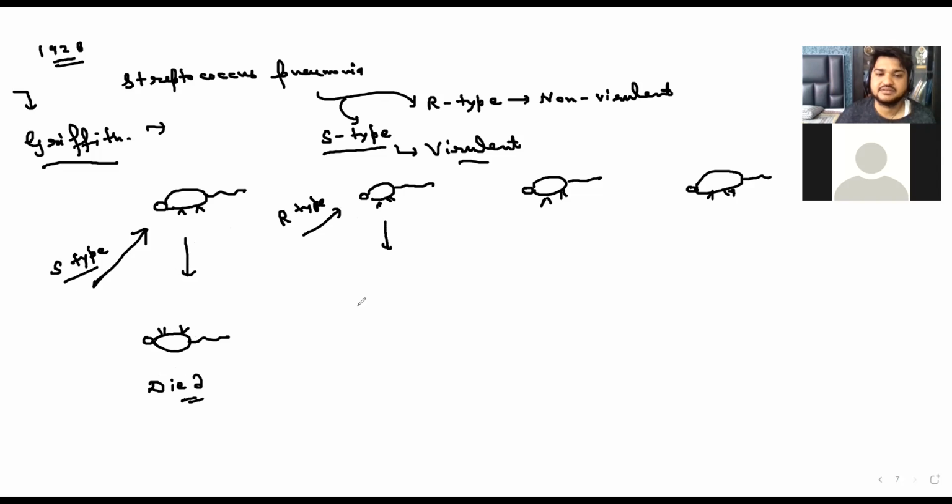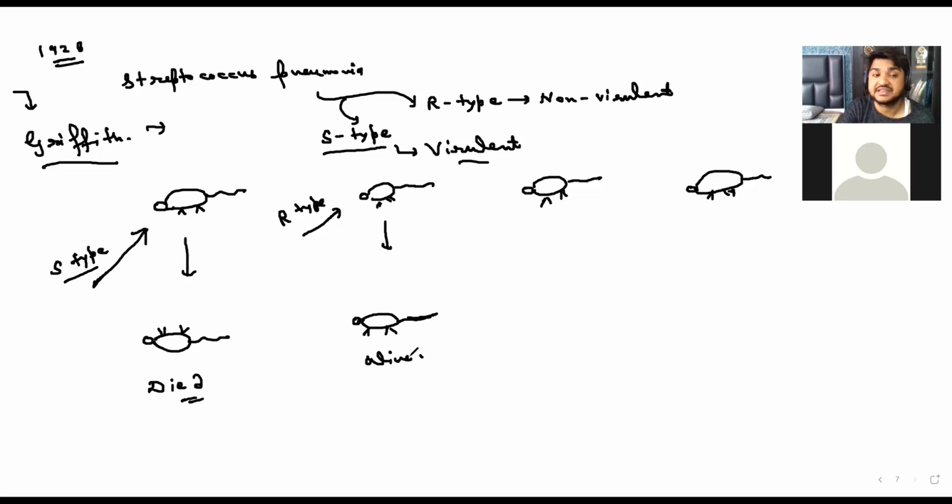Now I have introduced R type into the rat. Then what will happen? Nothing. It remains healthy and alive. Why will nothing happen? Because rough type is non-virulent.